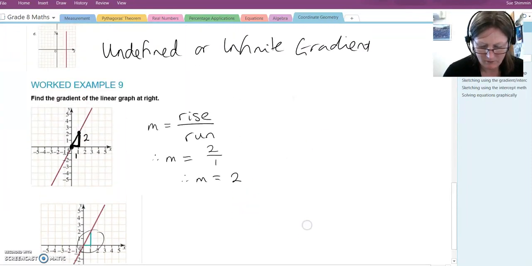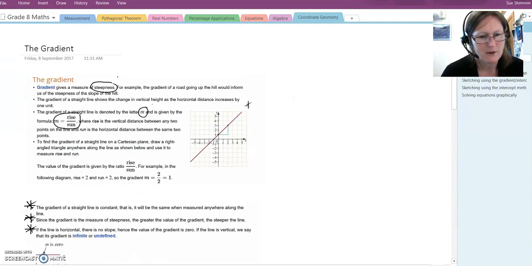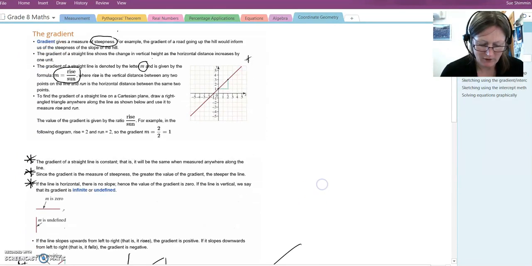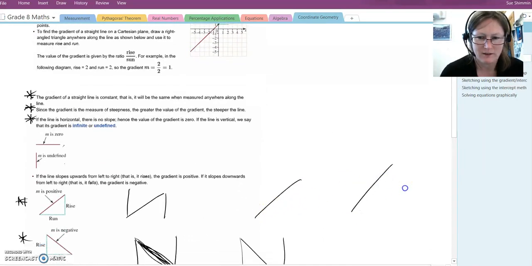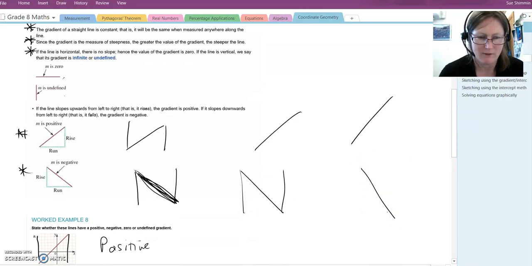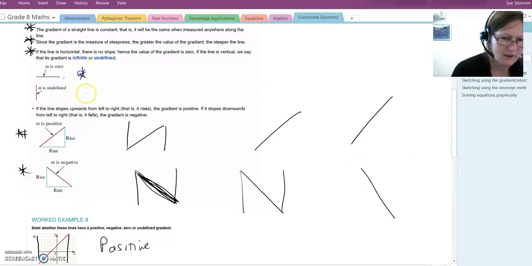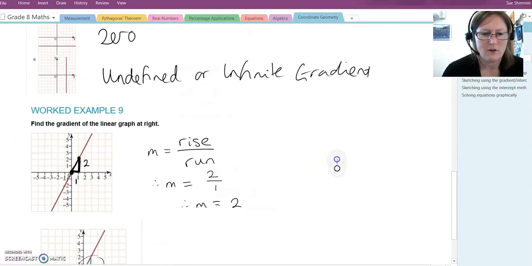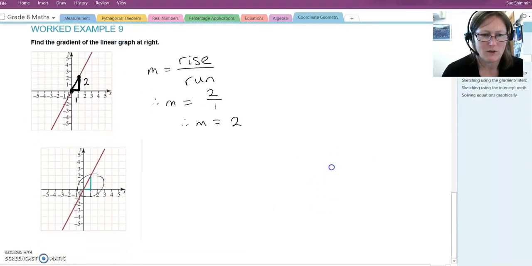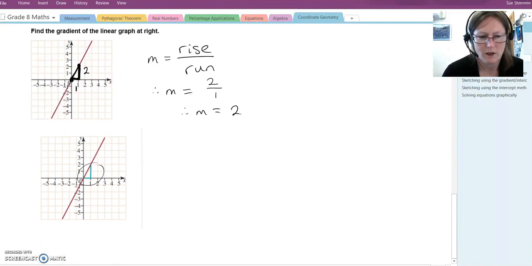So basically, remembering gradient is a measure of steepness represented by the letter M. We find it by using rise over run. A gradient of a straight line is constant. A line going this way has a positive gradient. A line going that way has a negative gradient. Horizontal line, gradient is 0. Vertical line, gradient is infinite or undefined. To find the gradient, choose some convenient points, make a triangle, working out from that triangle what the rise is and what the run is.